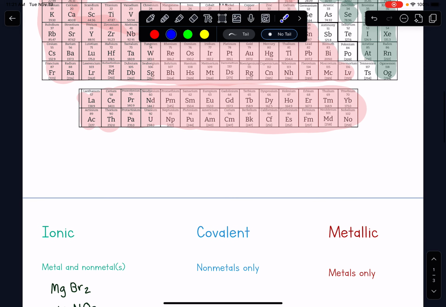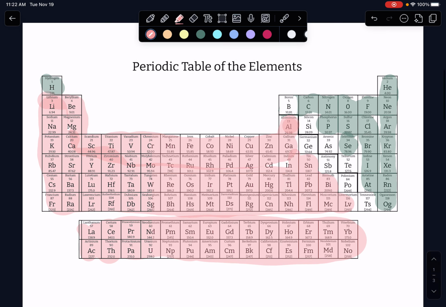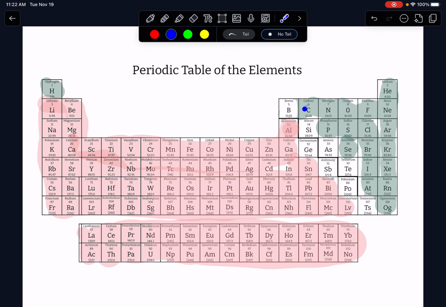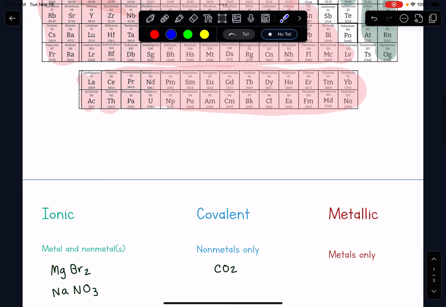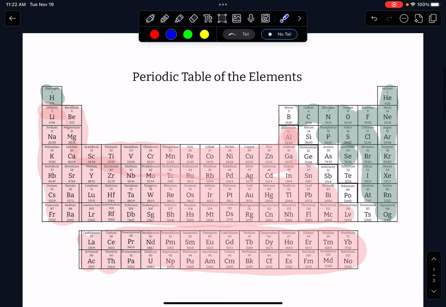A covalent compound only has nonmetals, so this would be something like carbon dioxide. When you look at where carbon and oxygen are on the periodic table, carbon is here, oxygen is here. Those are both nonmetals, so that makes that a covalent compound. Another example would be water. Water is a covalent compound because it has hydrogen and it has oxygen, so both nonmetals.